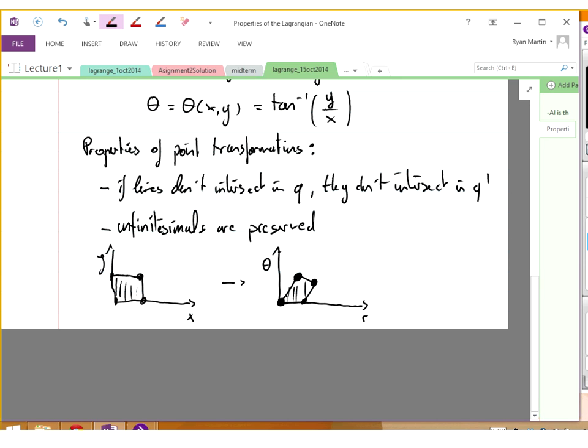So I've mapped these 4 individual points. And when I say infinitesimals are preserved, I mean that if in the XY system I had made the square infinitely small, then it would actually map to a square in the theta r plane.